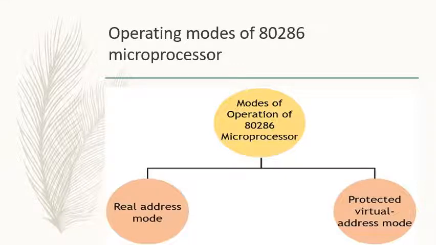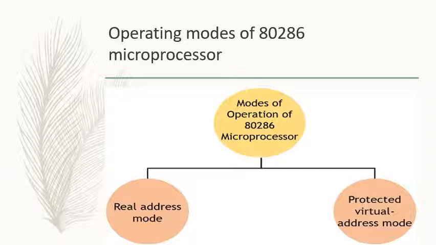Let us discuss about the operating modes of 8286 microprocessor. The 8286 microprocessor operates in two modes, real address mode and protected virtual address mode. In real address mode, this microprocessor acts as a version of 8086 which is quite faster. Also, without any special modifications, the instructions programmed for 8086 can be executed in 8286. It offers memory addressability of 1 MB of physical memory.